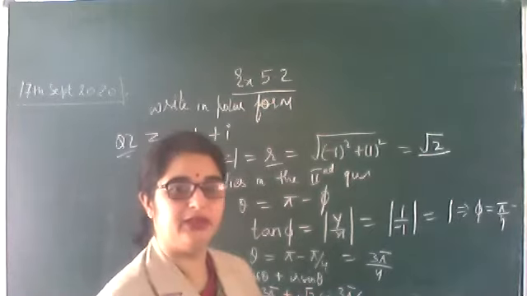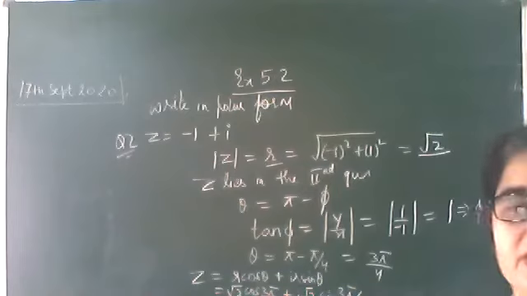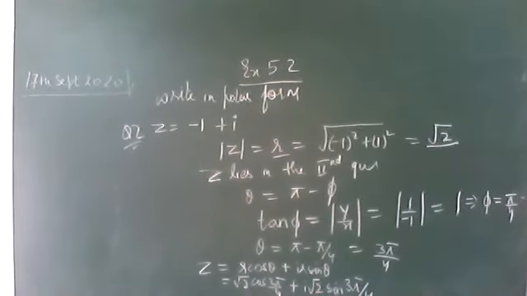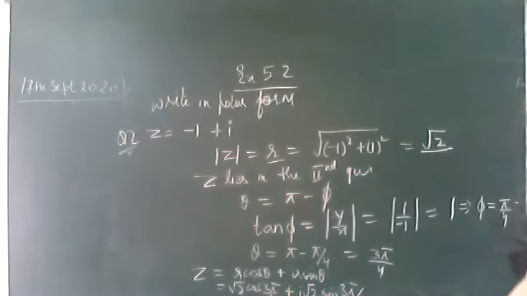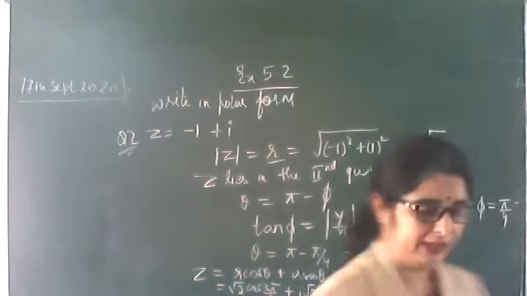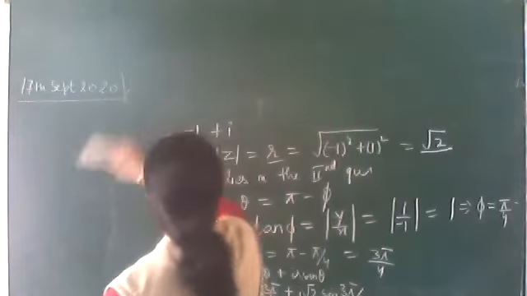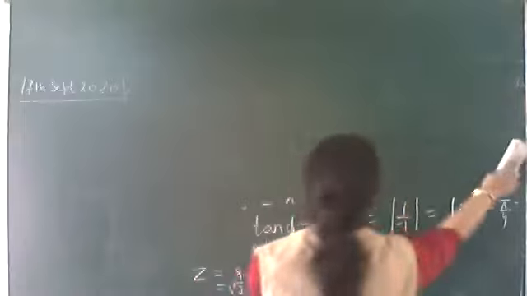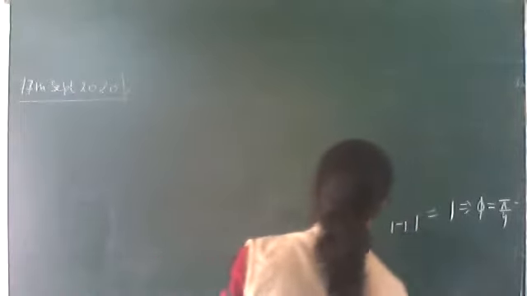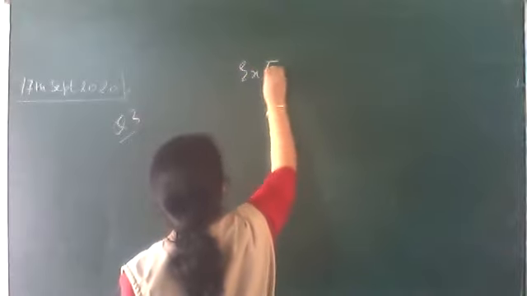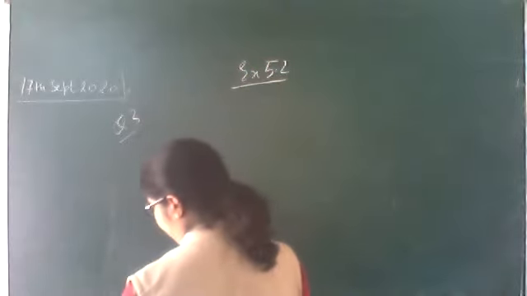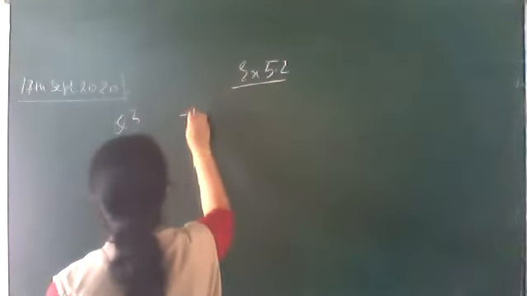Is that clear, everyone? Can we substitute the values? Root 2 cos 3 pi by 4 plus iota root 2 times sine 3 pi by 4. Clear? Then come to the next question. Question number 3, exercise 5.2 only. Clear?